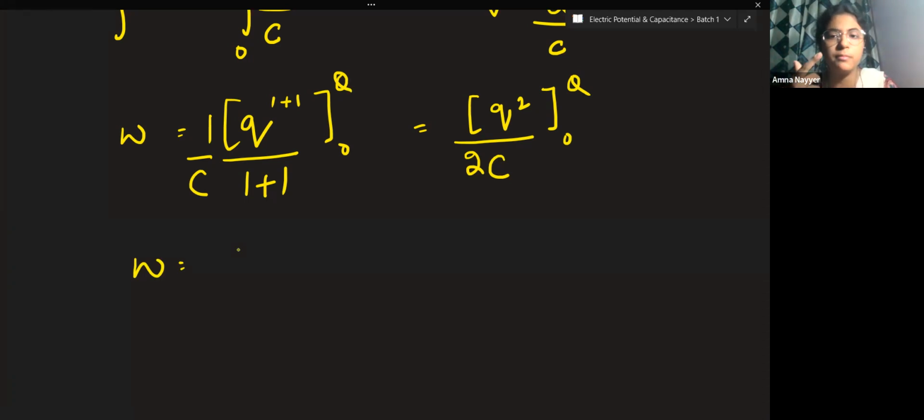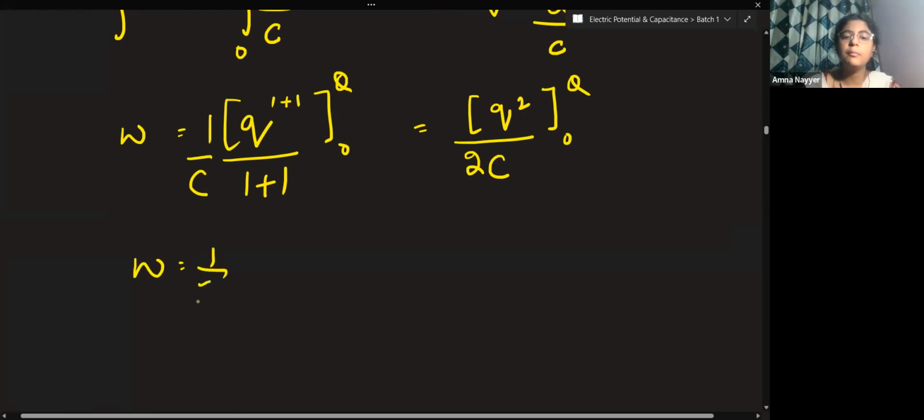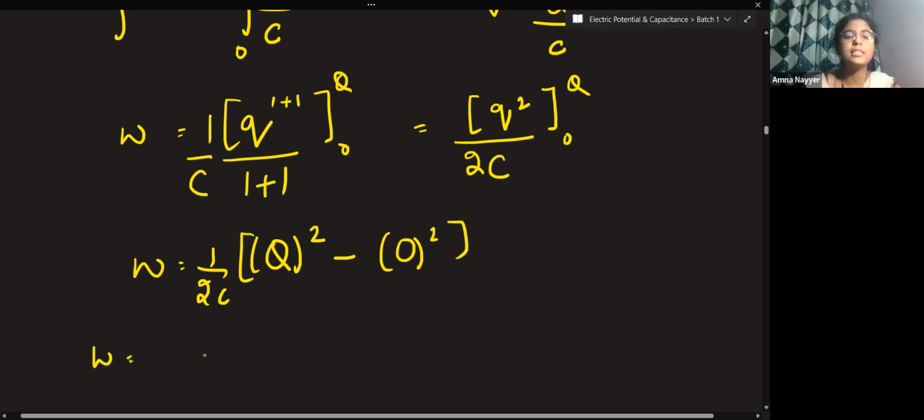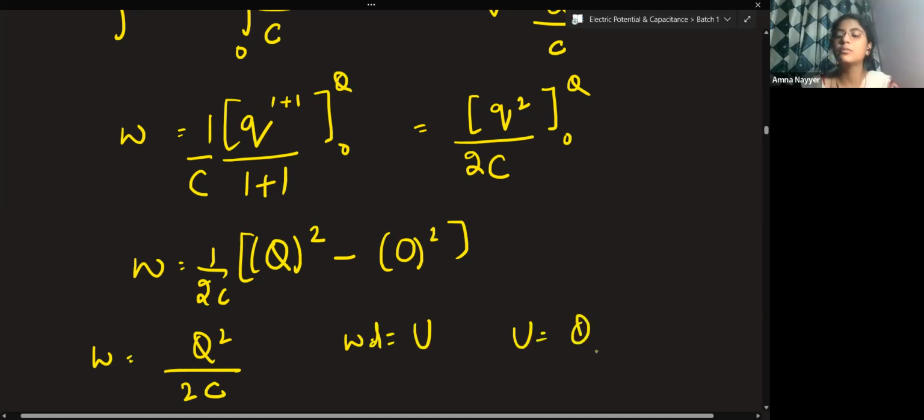I'll explain it to you again. Now, 1 by 2C, keep it aside. This is a constant. The upper limit is q square of whatever the variable is, so this becomes q square minus the lower limit, that is 0, squared. So the final answer is q square divided by 2C. And this work done gets stored in the form of potential energy. So the energy is q square divided by 2C. This is the formula of energy.